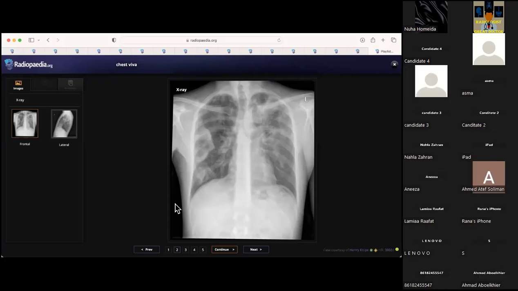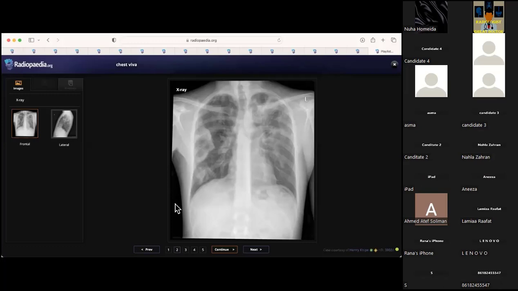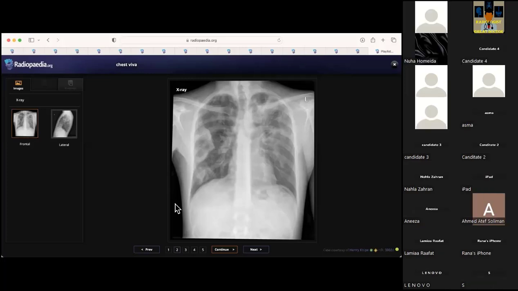Doctor Nuha, excuse me. Yes, the last case, I see in the CT the atoll sign. Why didn't I diagnose it as cryptogenic organizing pneumonia?